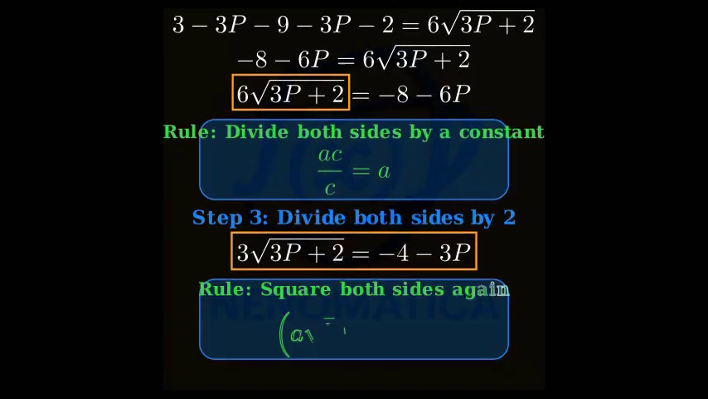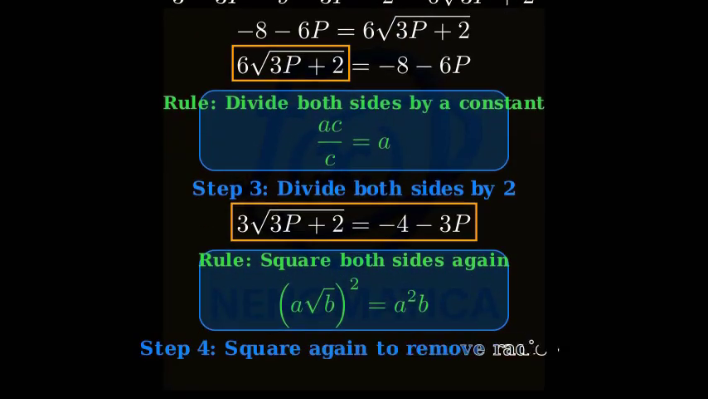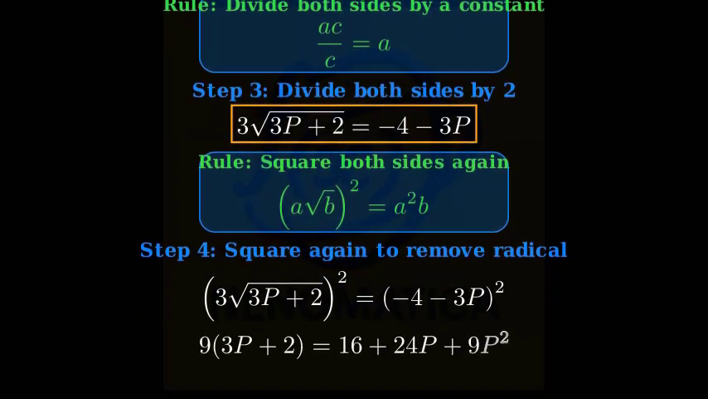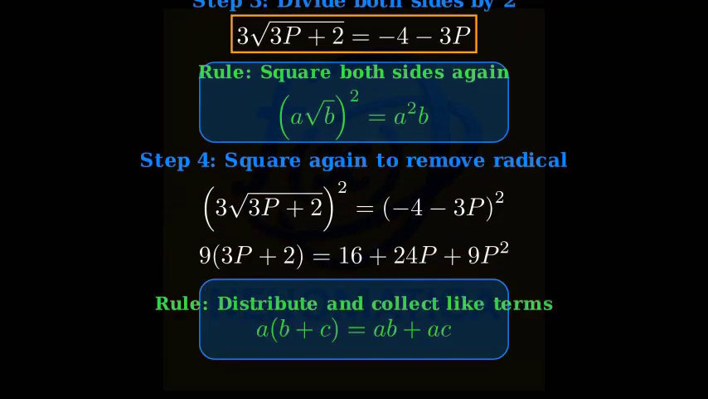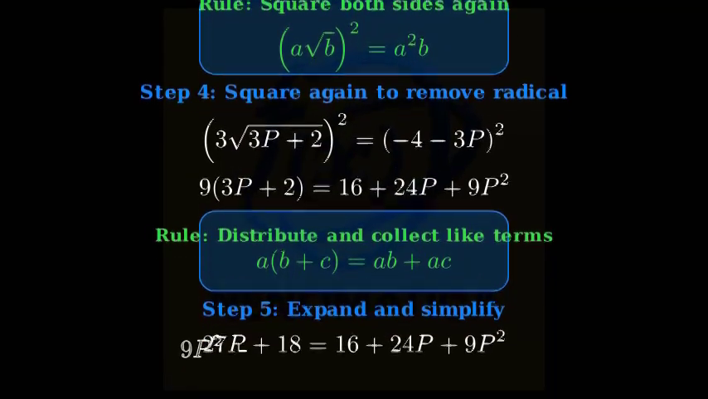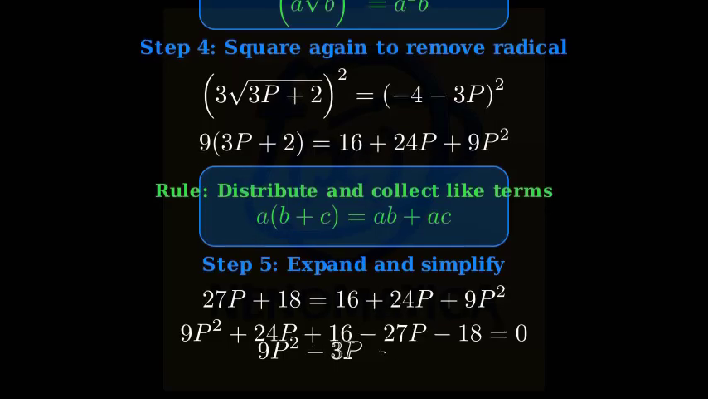After squaring, expand the right-hand square completely. Now expand and simplify to obtain a standard quadratic equation. Bring all terms to one side and combine like terms. Solve the quadratic using the quadratic formula. Compute the discriminant, then simplify to the two candidate values for p.